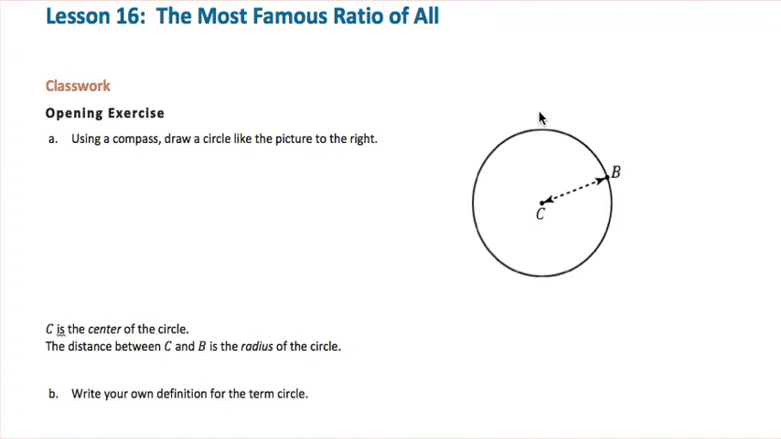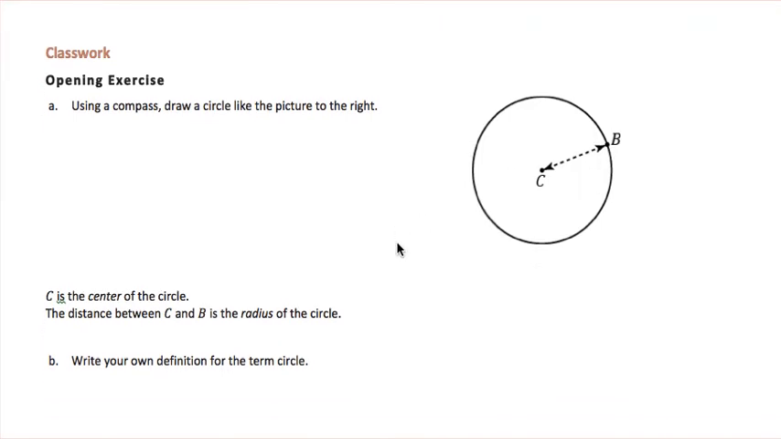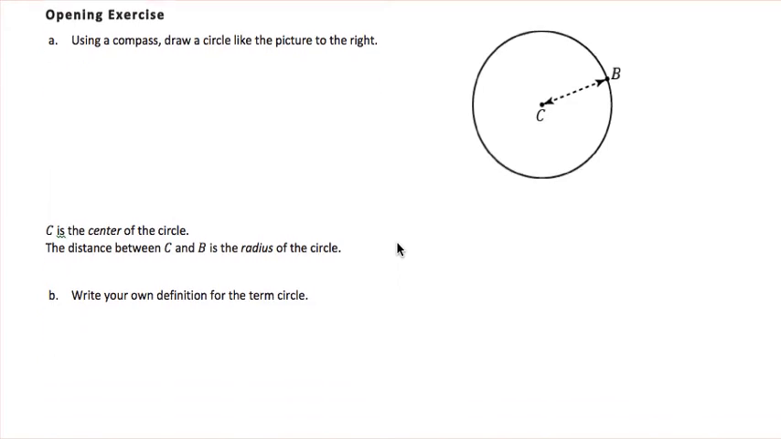In Module 3, Lesson 16, we're going to start looking at circles. You're asked to explore drawing circles like the one to the right using a compass. C is the center of the circle, and the distance between C and B is called the radius of the circle. It's from the center to any outside point. Take a moment to write your own definition for the term circle.